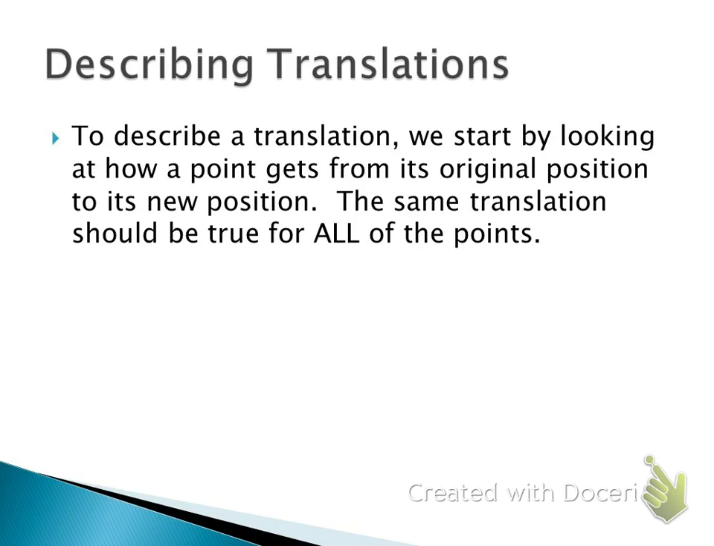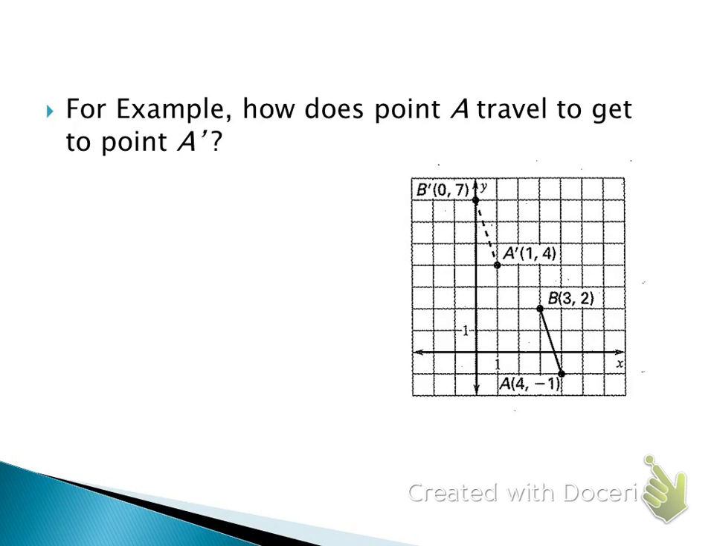Describing translations. To describe a translation, we start by looking at how a point gets from its original position to its new position. The same translation should be true for all of the points of that figure. So if we're moving one figure, we should be applying the same translation to all of its points. All right, so if you flip it over, I think we've got an example on the top of the back.